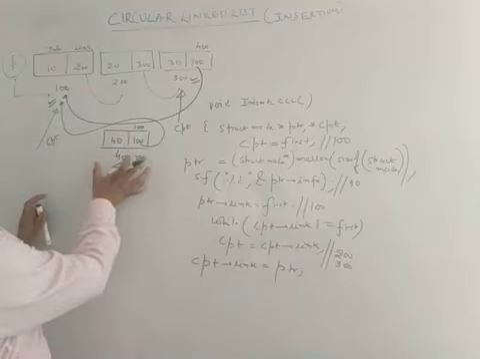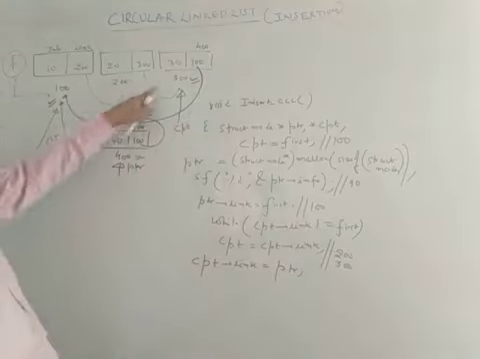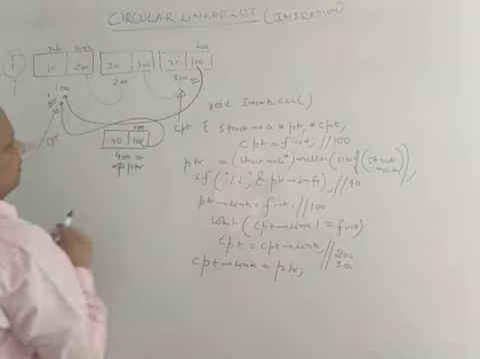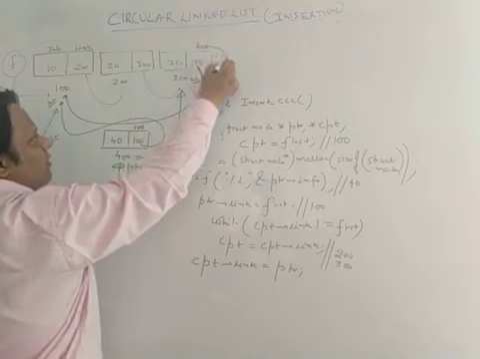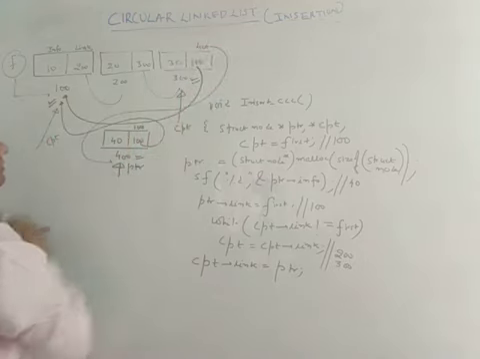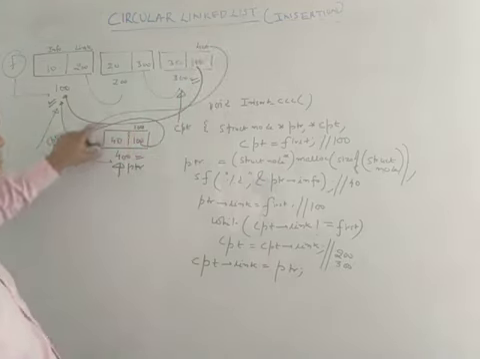So this becomes your last node. CPT arrow link is equal to PTR. So here 400 came. So this gets connected to this. So this has become your last node. This has become your first node.